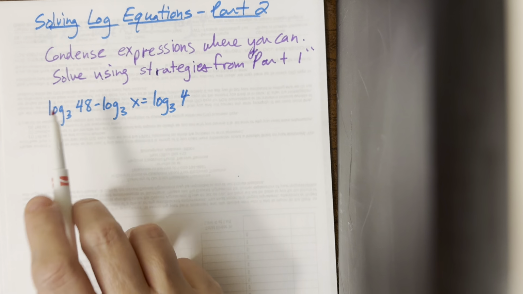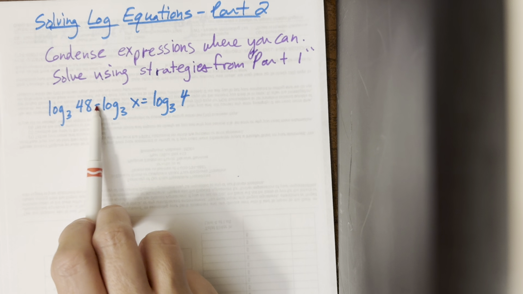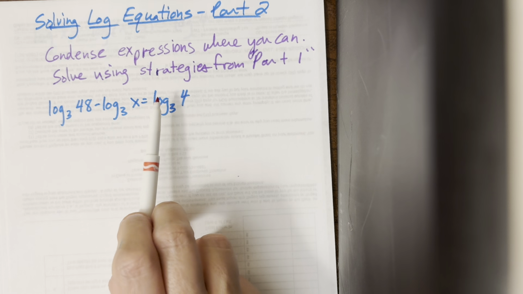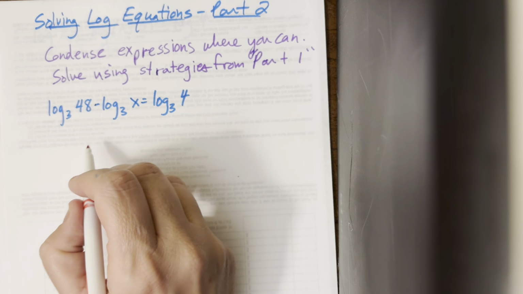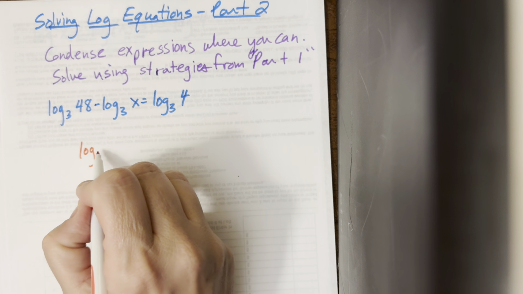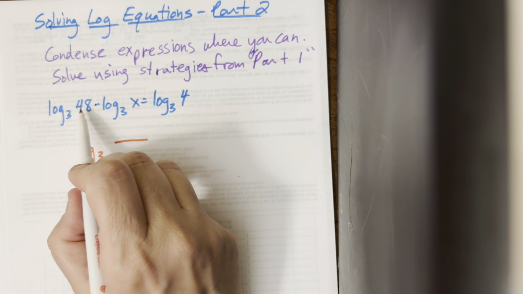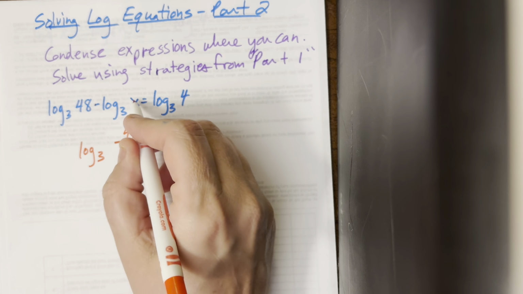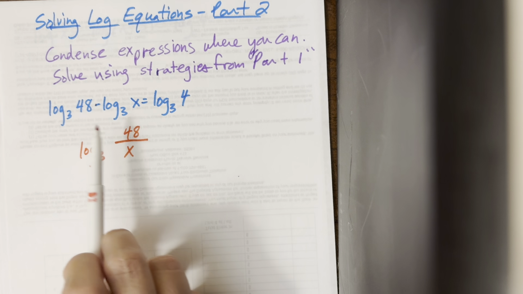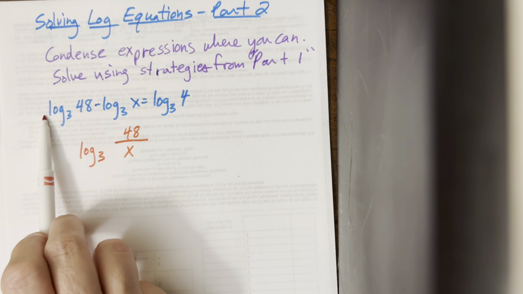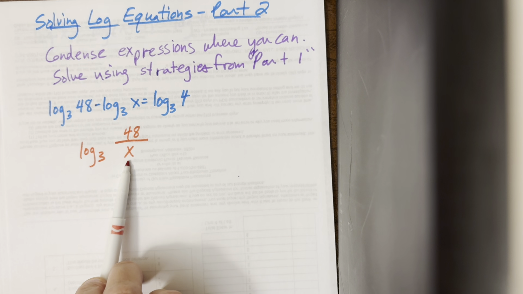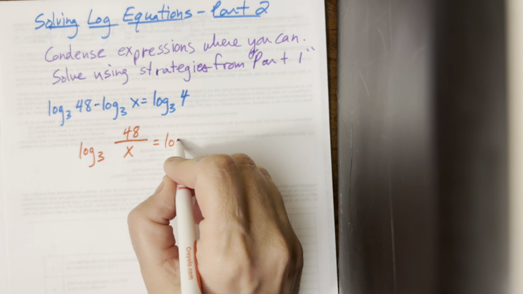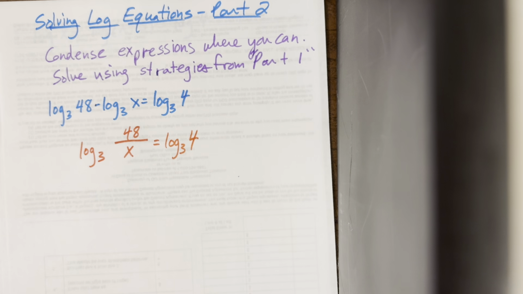Okay, so here we have log base 3 of 48 minus log base 3 of x equals log base 3 of 4. When we're subtracting with logs, that means I'm going to have a fraction when I condense it. So I have 48 on top, x goes down to the bottom. The reason the 48 stays up is because this term is positive, this term is negative, so the x moves down. And that is equal to log base 3 of 4.